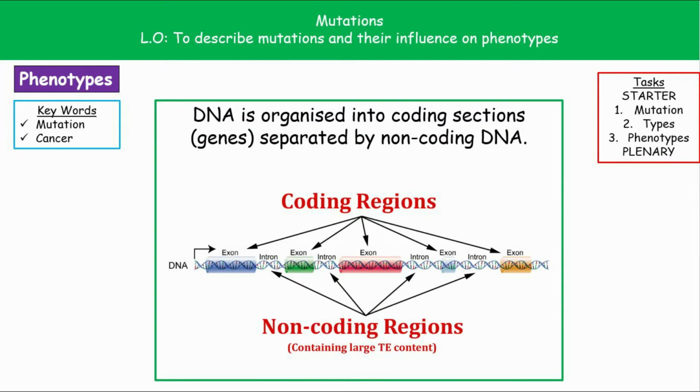If we consider these mutations in a bit more detail now, if we look at a strand of DNA, it's organised into two different sections. We've got coding sections, the bits that actually code for specific proteins, they're the genes, and they're separated by these non-coding sections. So we can see we've got different regions along the DNA strand, the genes, the coding sections, separated by the non-coding sections.